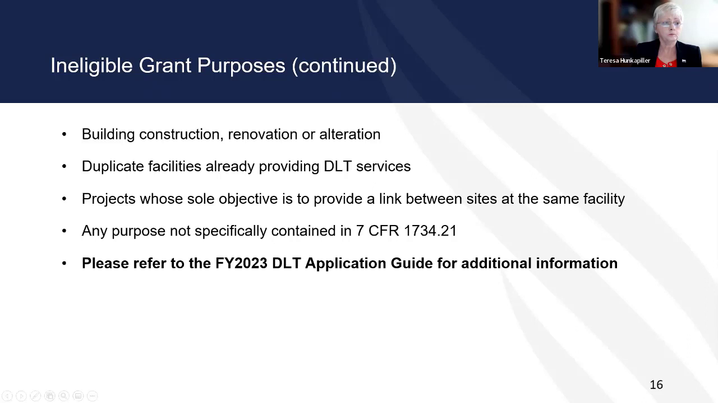Other ineligible grant purposes are building construction, renovation, alterations. We will pay for a minimal amount of inside wire if you need to run some inside wiring to get the DLT equipment up and running, but we can't wire your facility or rewire a building. We will not duplicate facilities. So if you have got a grant with us in years past and you submit the same end user sites, that's going to raise a red flag.